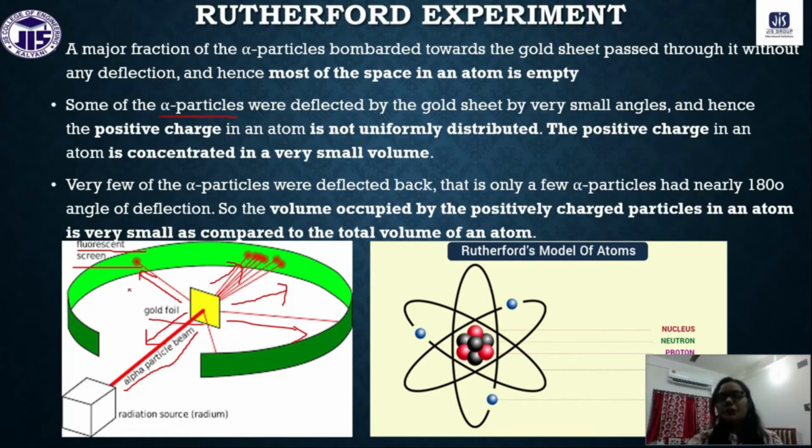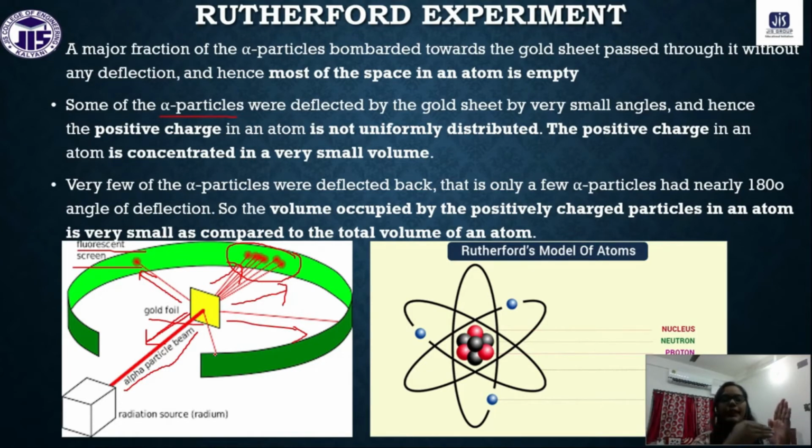From his experiment, there are some conclusions that we can draw. Almost all the alpha particles go straight through the gold foil, which means the maximum space of the atom is vacant. That's why there is no deflection and the alpha particles can pass straight through the gold foil. The second is that whatever alpha particles are reflected back 180 degrees means that at the center of the gold atom there is some heavy positive charge, and for that the alpha particles are deflected back.